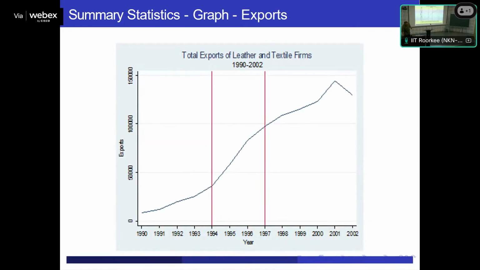These are simple stylized facts. You can see this is total exports. There's actually no kink here. It started continuously growing. Even when the MoEF ban came in, there was still no change in leather and textile exports during that point in time.